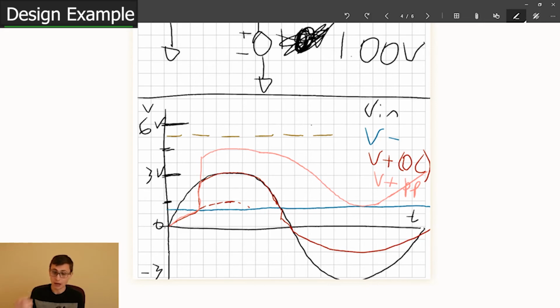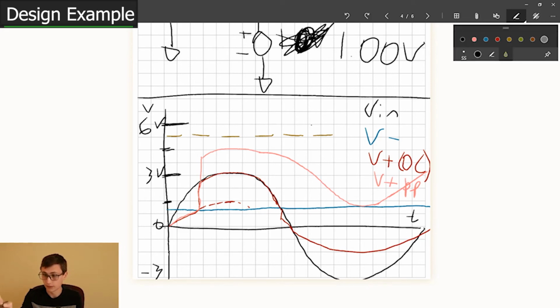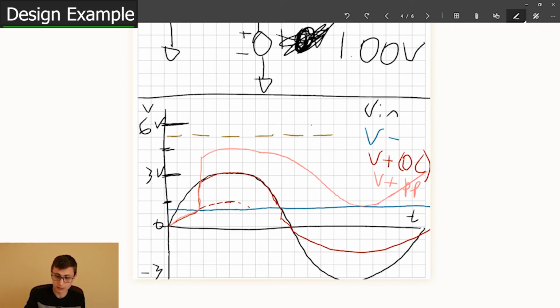Not to mention, the output waveform looks very, very different, since the output waveform for the push-pull would look like this. That's a pretty clean output waveform. And of course, for the open collector version, it would look like this. That's pretty strange. Pretty strange.